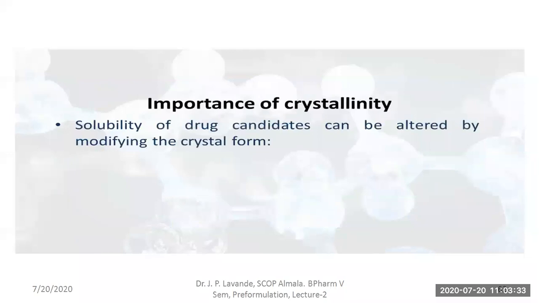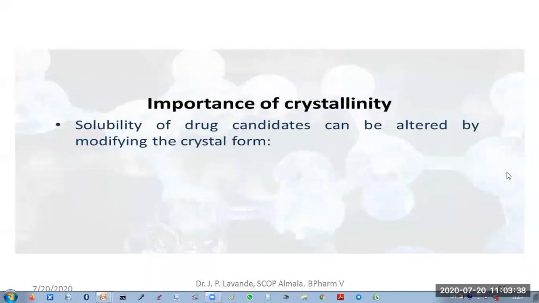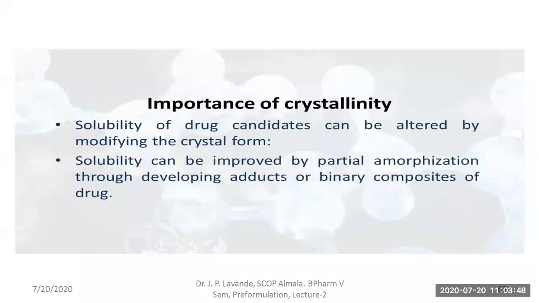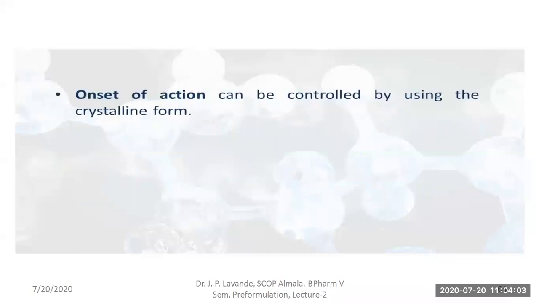Now, importance of crystallinity. The solubility of a drug candidate can be altered by modifying the crystal form. The solubility can be improved by partial amorphization through developing adducts or binary composites of the drugs. So that means there is a need to have the combination of the amorphous along with the crystalline one, because they will be having their significance.